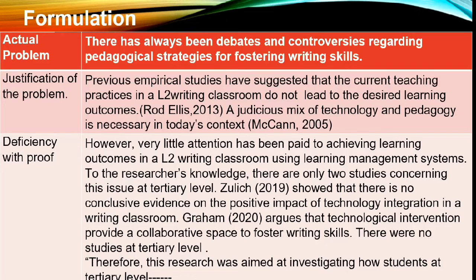And he goes on to justify that there are no studies which are conducted at tertiary level. Therefore, this research was aimed at investigating how students can improve their writing skill. So your formulation should have these 3 benchmarks. Clearly articulate what is your actual problem, justify the problem with proof, and talk more about the deficiency with further proof. So if you do all these, carry out all these 3 steps, then your research problem is very clearly articulated.